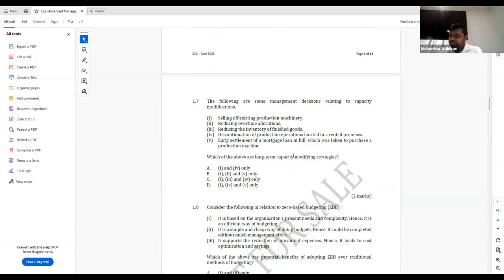Right. Now look at the following are some management decisions relating to capacity modification. Then this is relating to your capacity planning lesson. Now look at all of the syllabus content will be tested in the paper. Therefore, nothing will be tested beyond the syllabus content. Therefore, you have to familiarize with all the areas, right?